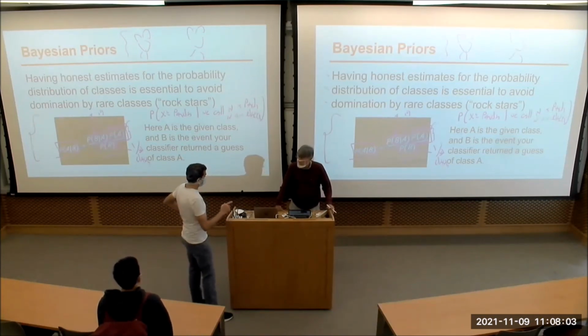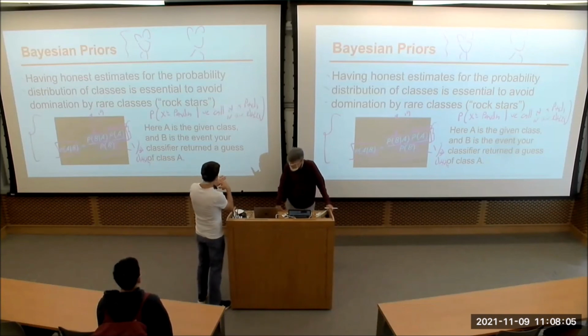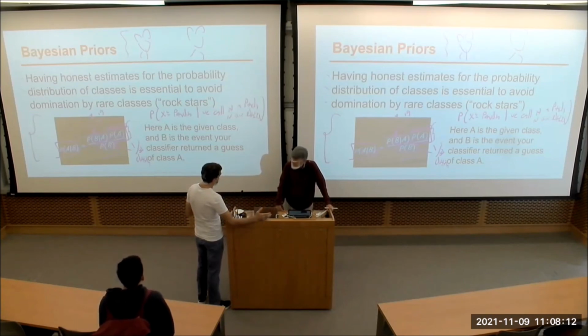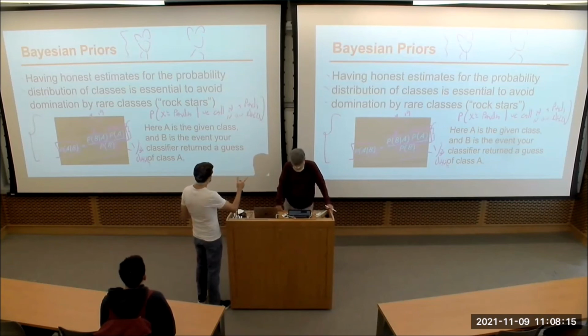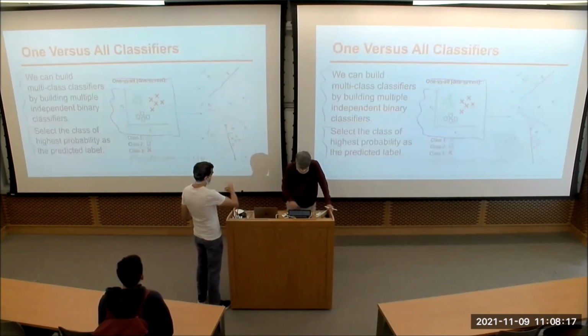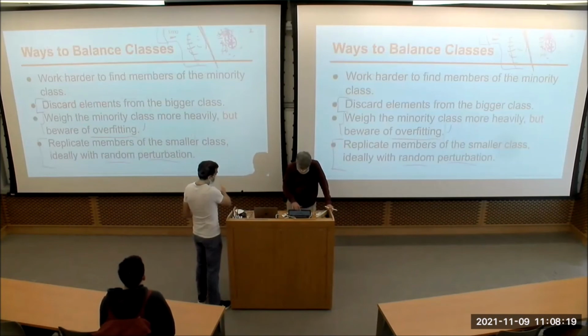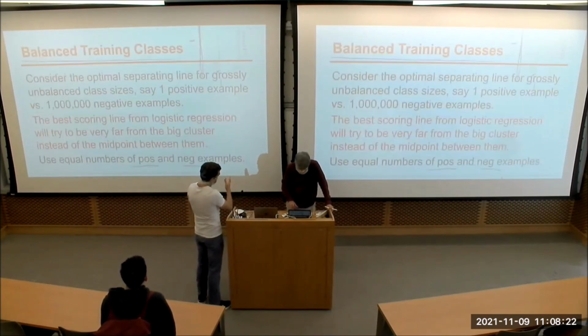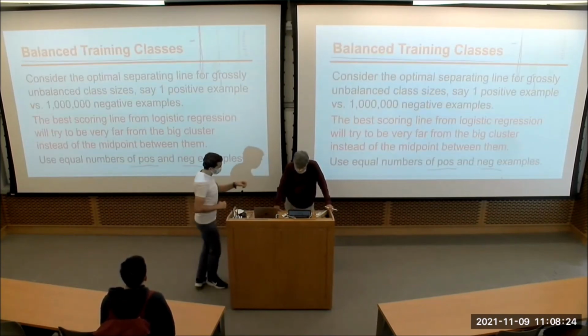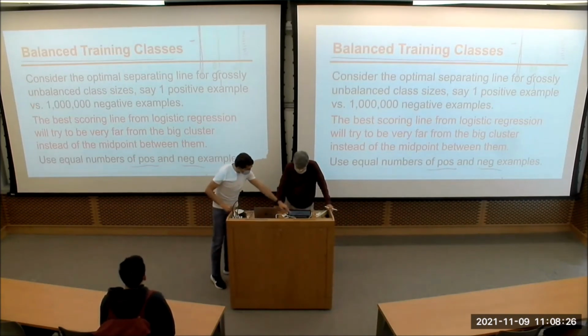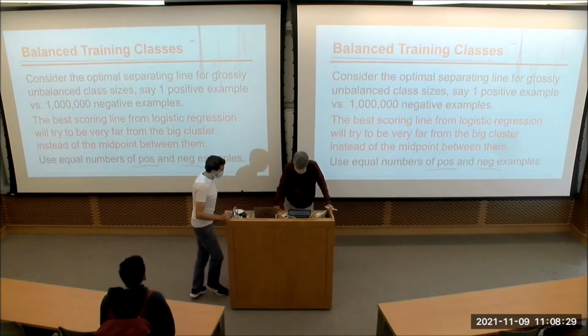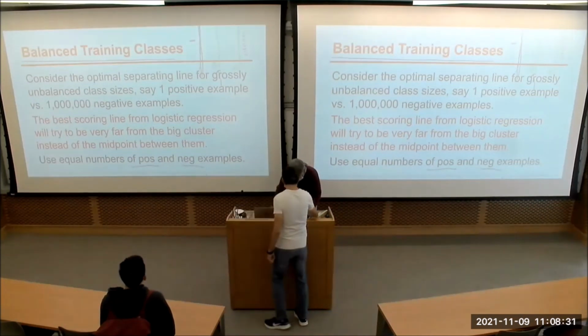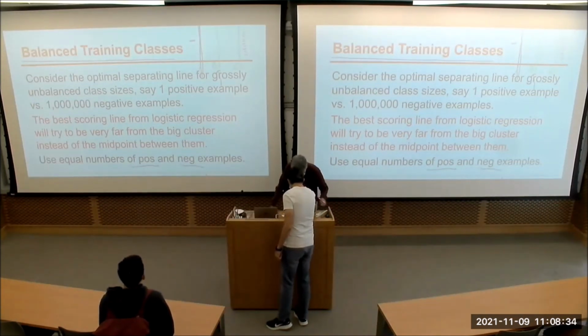Another question about the example where we have 1 plus and many minus. You said that you prefer a line between them. But I think in this problem, C is better because it's very dangerous to rely on only one example.